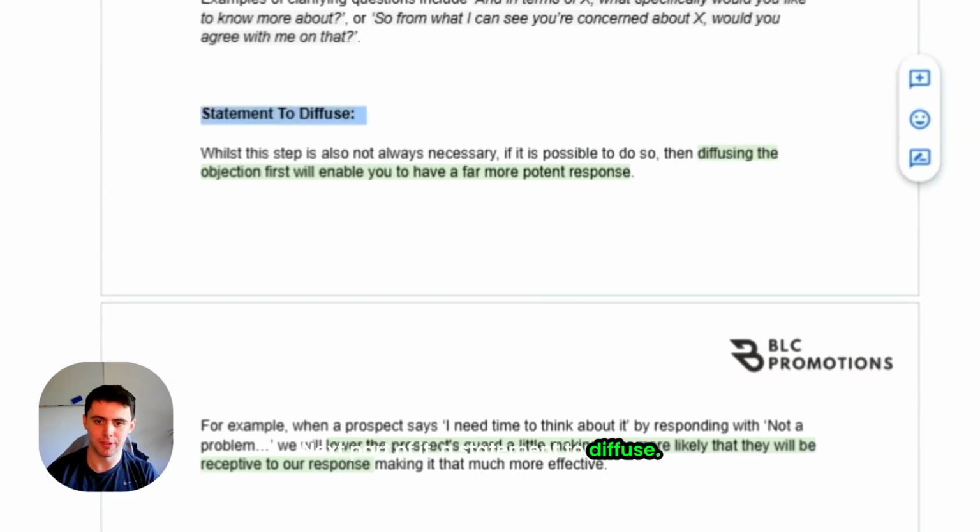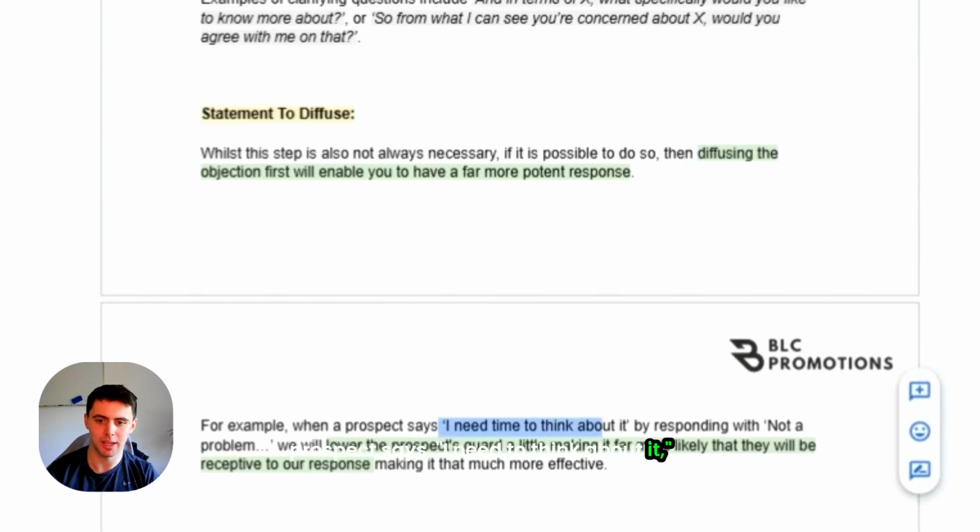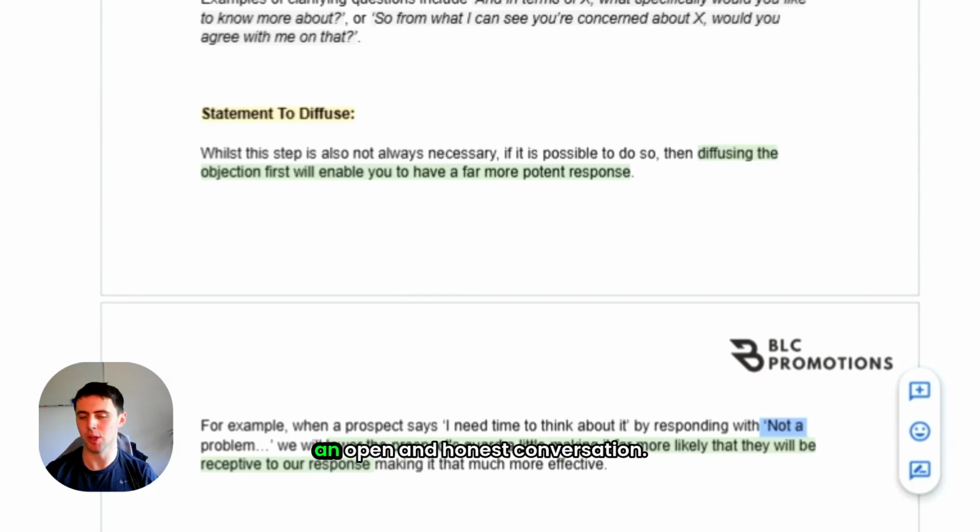Next part of it, statement to diffuse. An example of this is when a prospect says, I need to think about it, responding with, not a problem, or of course, or that's not an issue at all. Just diffuse their objection and make sure they feel safe, they feel like they can ask things, and it's an open, honest conversation. Because if you skip this and go straight into handling it or saying, what do you need to think about, that sort of thing, it comes across very salesy and it increases that sales resistance from the customer side.